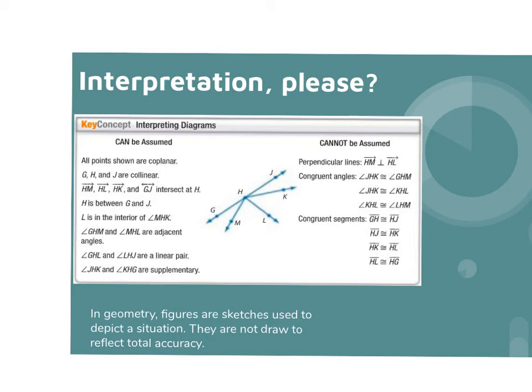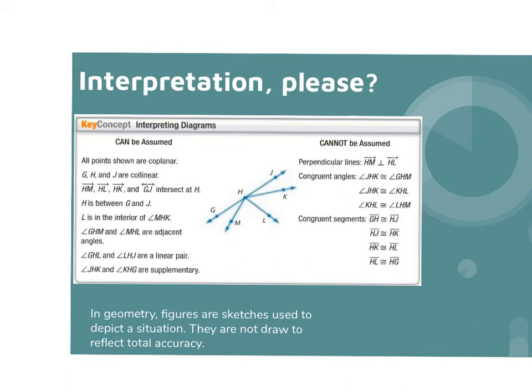We can assume that L is interior of angle MHK, that these two are adjacent, and MHL, that these two are a linear pair, and that J, H, K, and K, H, G are supplementary. These two often go together.